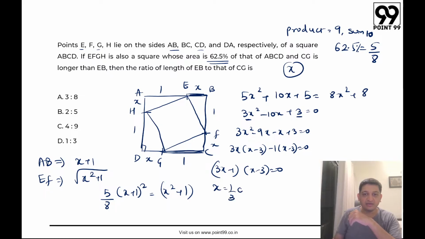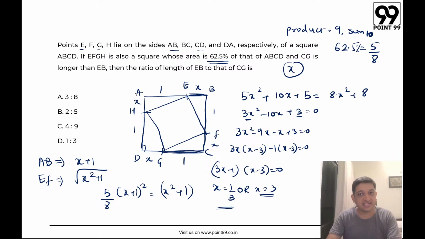X is equal to either 1 by 3 or x is equal to 3. One of the two will be the answer. Now what have we been told? We have been told that CG is longer than EB, right? So CG is longer than EB means x is less than 1. That is what it means.